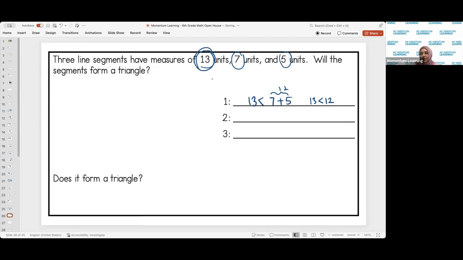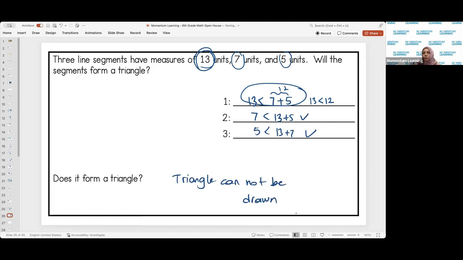Okay? So also you can think, if the first try is correct, we can continue with the other one. 7 is less than 13 plus 5. It is correct actually. And 5 is less than 13 plus 7. It is correct, but the first one is not correct. That's why it is not a triangle. The triangle cannot be drawn. Because of the theorem, the sum of two sides should be greater than the third side all the time. Does it make sense?